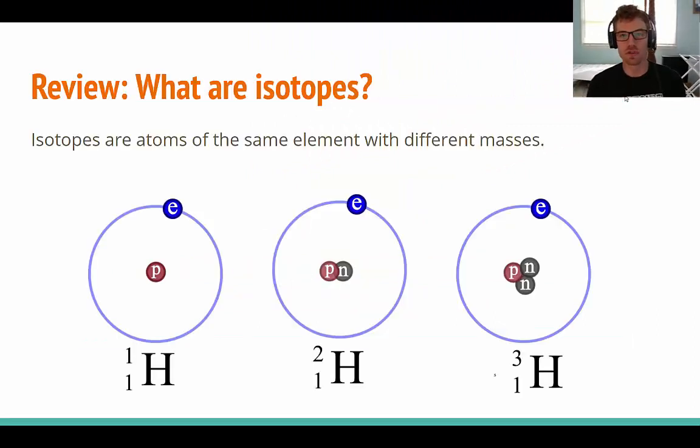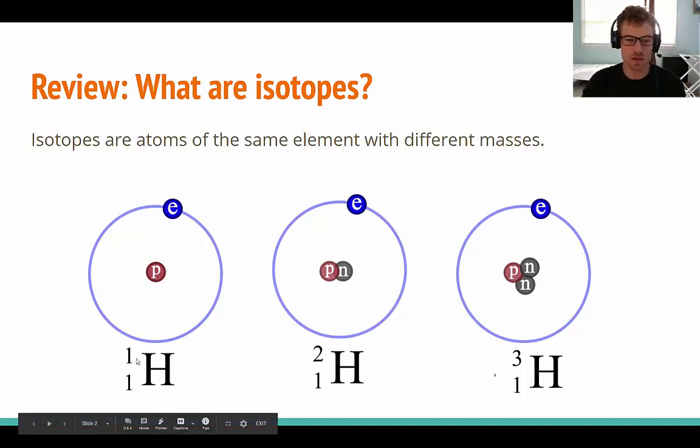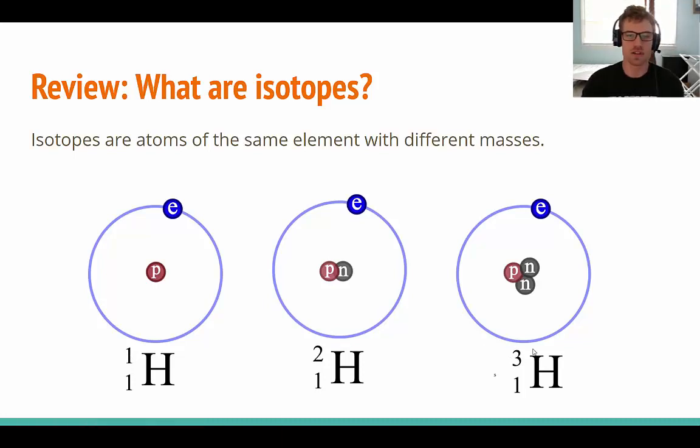So, as a review, we've talked about isotopes before, and remember that isotopes are atoms of the same element with different masses. So, for example, hydrogen has 3 different isotopes, and each of those isotopes has a different mass number, right? So we have hydrogen 1, hydrogen 2, and hydrogen 3. Why is it that those hydrogens have different masses? Well, it's because the number of neutrons is different.